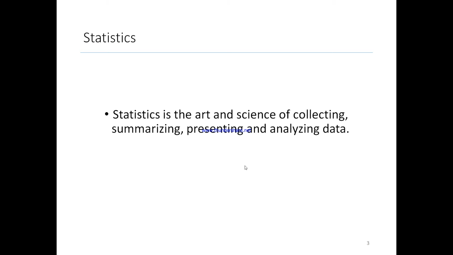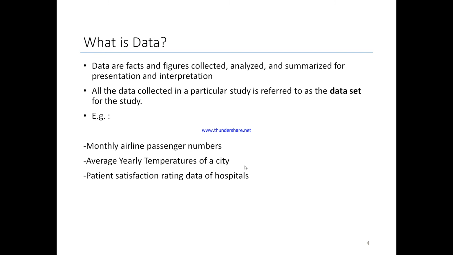So anyway, statistics is an art. It's the science of collecting, summarizing, presenting and analyzing data. It's all about numbers, all about analyzing them, and all about presenting them. So we discussed some of the terminologies in our previous lecture.